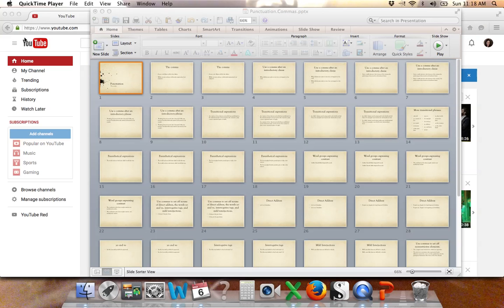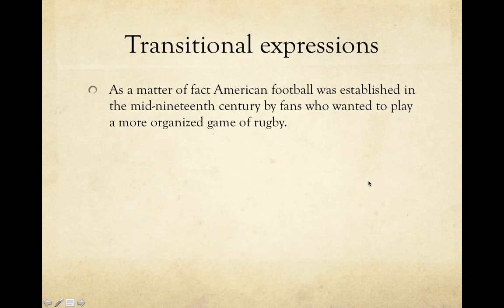Transitional phrases or transitional expressions serve as bridges between sentences or parts of sentences. They include conjunctive adverbs such as however, therefore, and moreover, and transitional phrases such as for example, as a matter of fact, and in other words. Take these examples. As a matter of fact, American football was established in the mid-19th century by fans who wanted to play a more organized game of rugby.